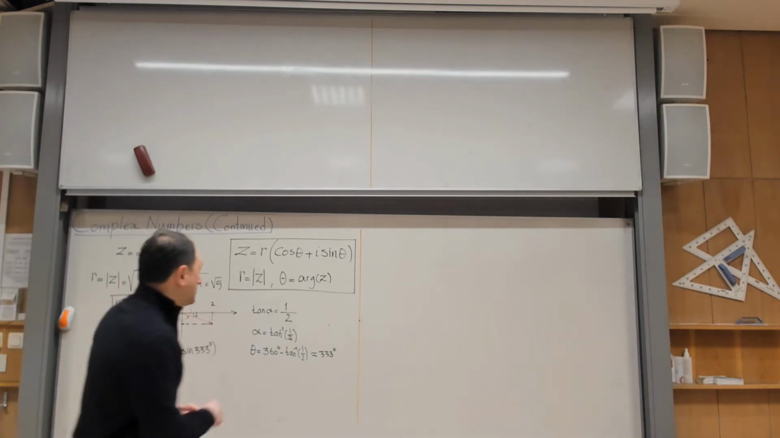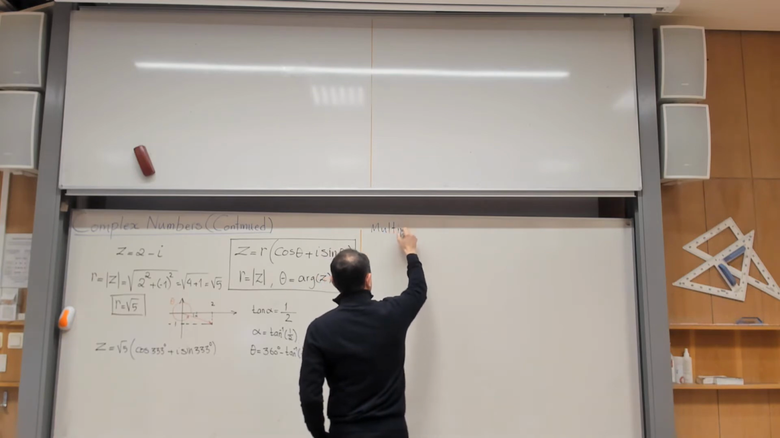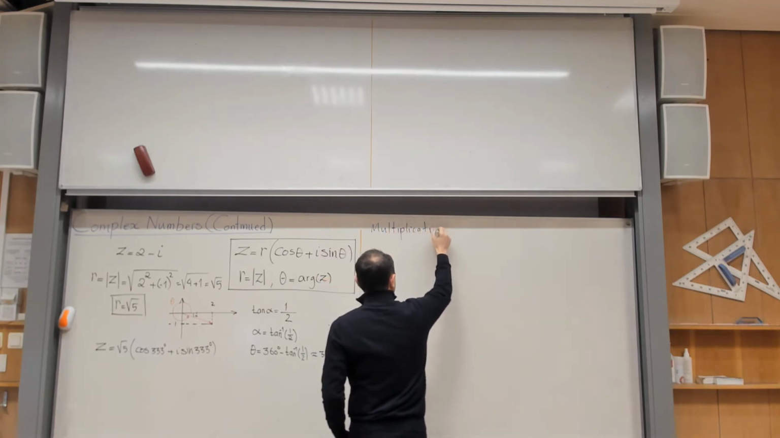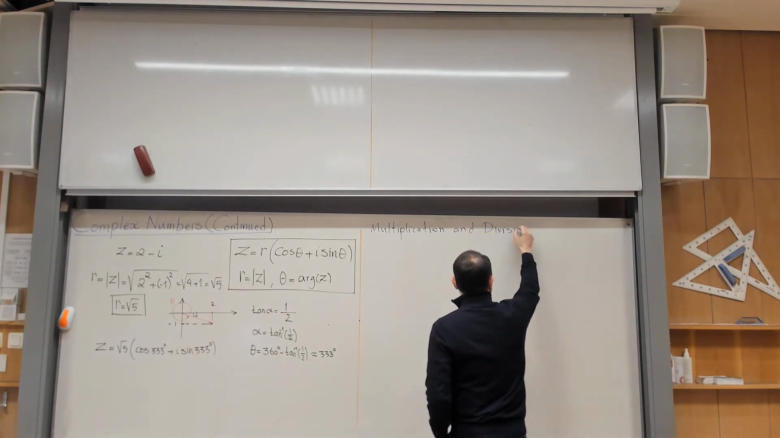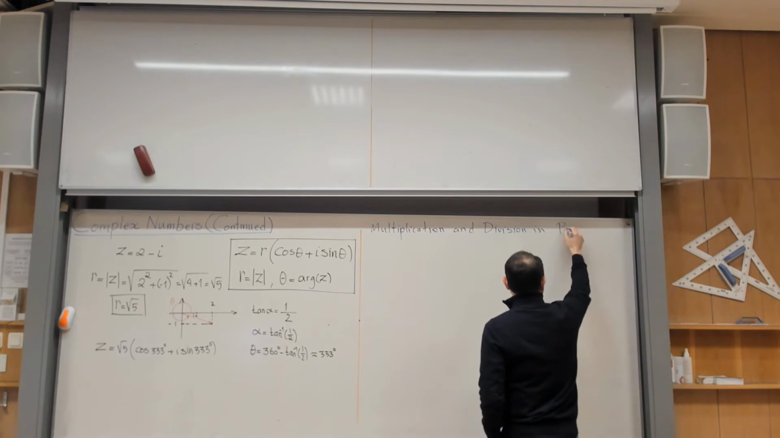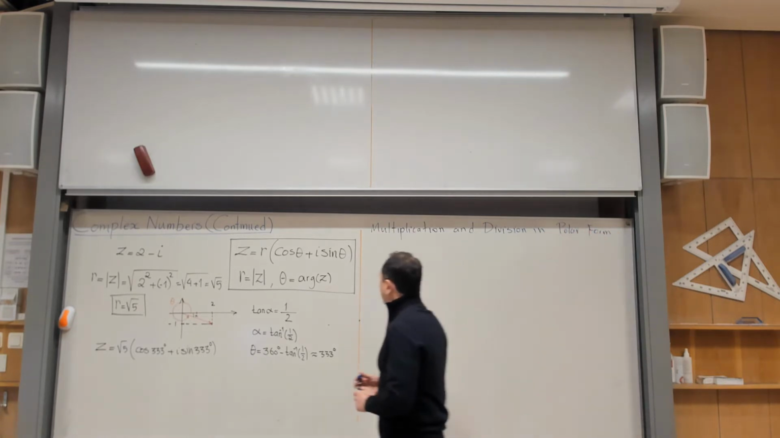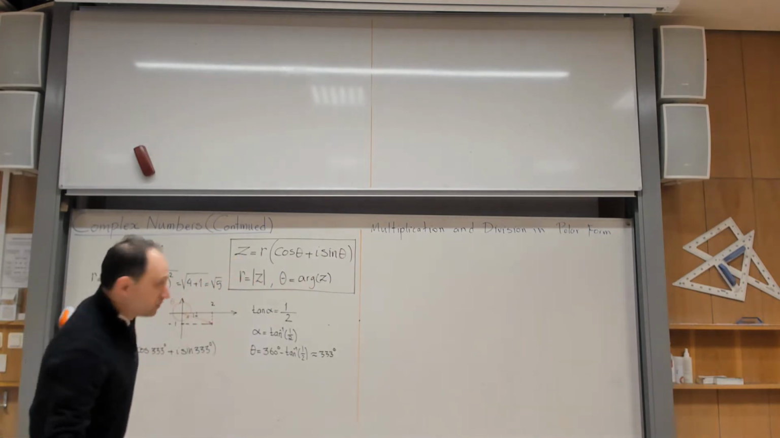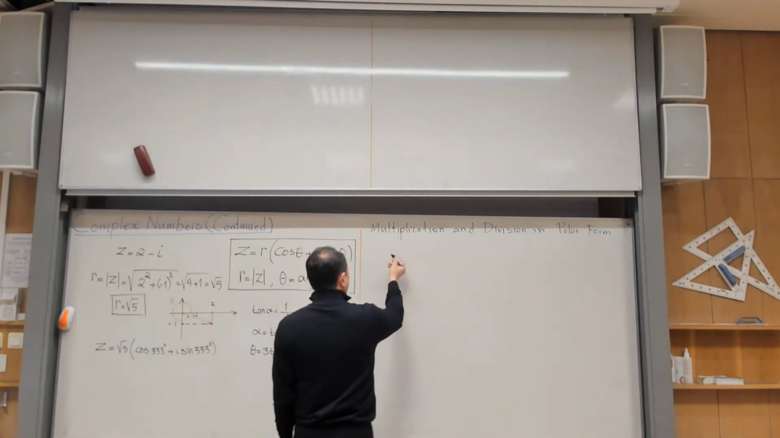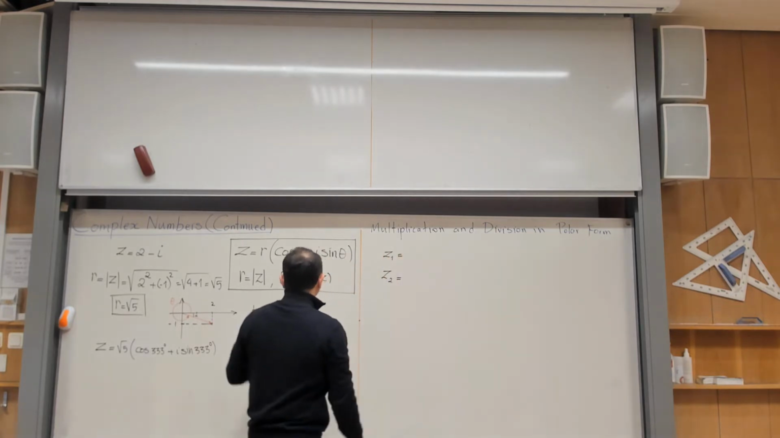Multiplication and division in polar form. That would be the topic here. So let us just do it together once and for all. I give you two complex numbers, z1 and z2. I assume that they have already been written in the polar form.